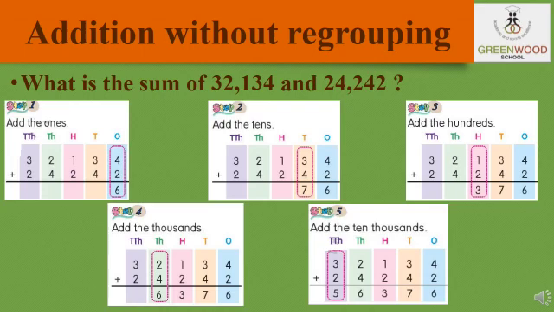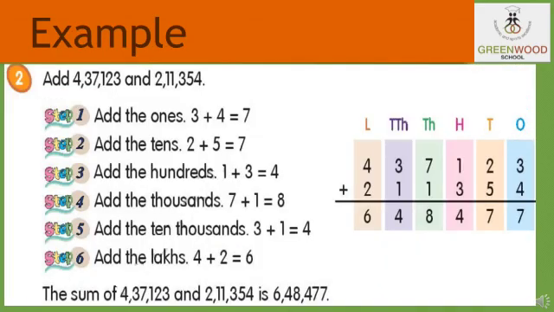So first we will add the numbers at ones place, that is 4 plus 2 equals 6. Step 2, add the tens. 3 plus 4 equals 7. Step 3, add the hundreds. 1 plus 2 equals 3. Step 4, add the thousands. 2 plus 4 equals 6. And the last step 5, add the 10,000s. 3 plus 2 equals 5. Now as you can see in the example, in the result, we get only one digit number in each place, that is known as addition without regrouping. Let's see one more example.